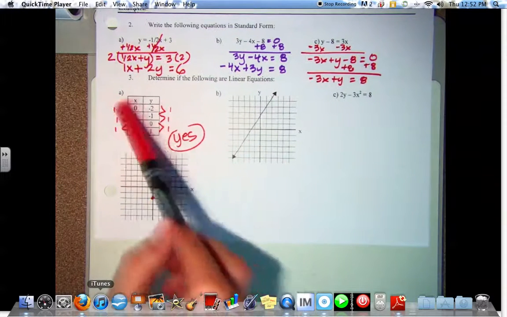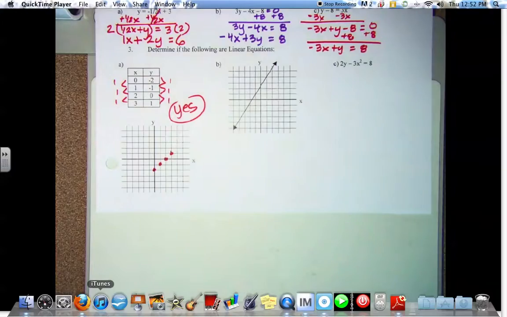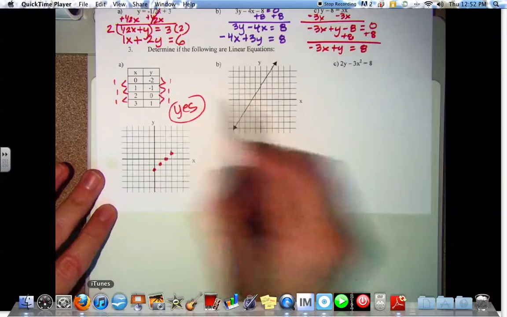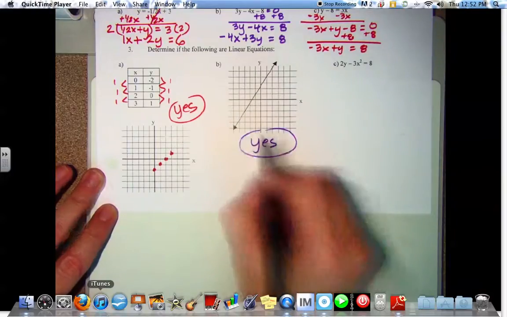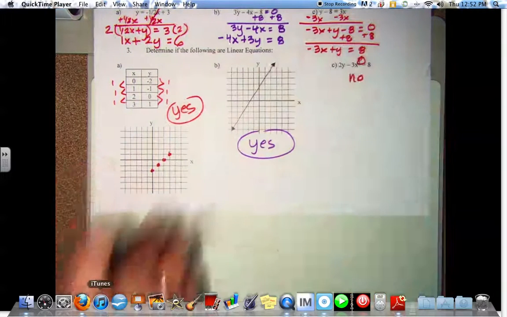So look at the table, see if there's a pattern occurring, or graph it. Either way, you can determine whether or not it's a linear equation. All right, 3b. Linear equation or not? Do you have a straight line? Yeah. Okay, so it's linear. All right, so C, linear or not? No. Why? Because it has an exponent.